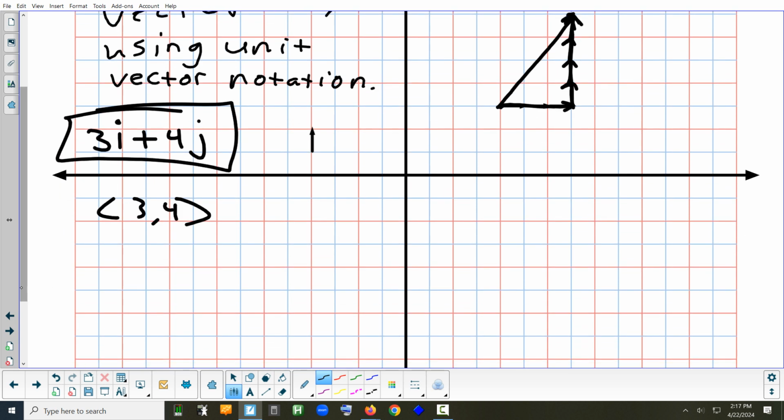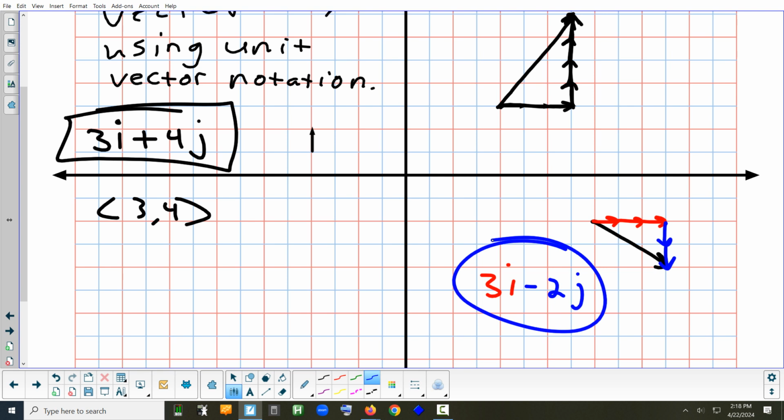What if you wanted to do something like this, though? Start here and go that way. How many i's would you need? 3. Yep, you need 3 i's. 1, 2, 3. But how many j's would you need? You have 2. Negative 2. Has to go down 2. So that's 3i minus 2j. And then if you connect the start to the finish, that's exactly the vector in black. So we built it out of little pieces.